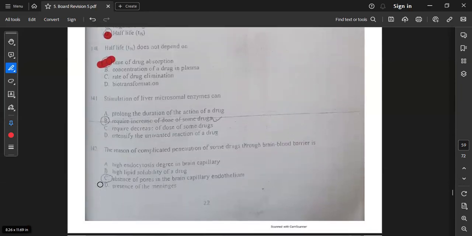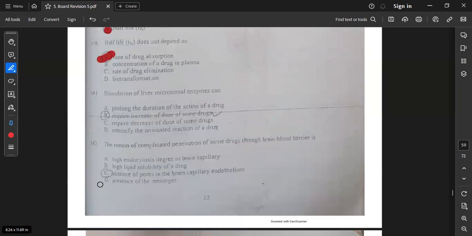Okay. Stimulation of liver microsomal enzymes can prolong the duration of action of a drug, require increase of the dose of some drugs, require decrease of the dose of some drugs, or intensify the unwanted reaction of a drug. Stimulation of the liver microsomal enzyme. Dr. Viking is telling us that it requires increase of the dose of some drugs.